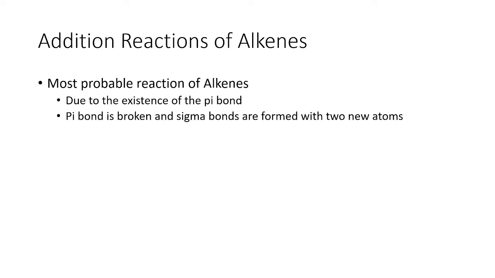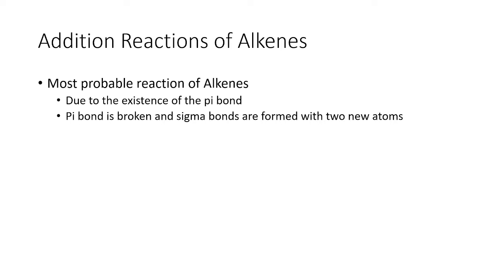These pi bonds, as we said earlier, can be easily pushed, which causes the slight dipole moment of alkenes, and at the same time this pi bond can be easily broken upon addition of what we call free radicals or electrophiles. So when the pi bond is broken, sigma bonds will be formed with new atoms.